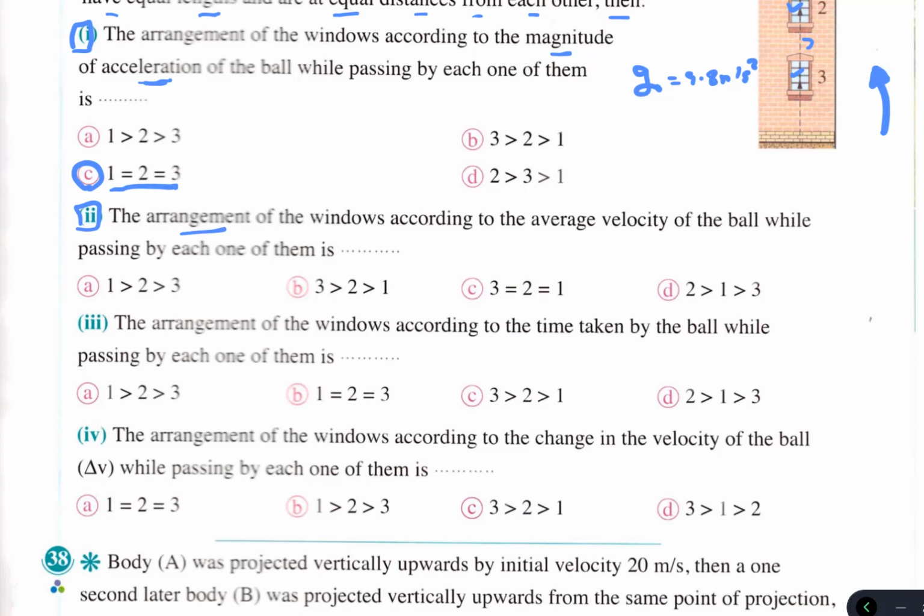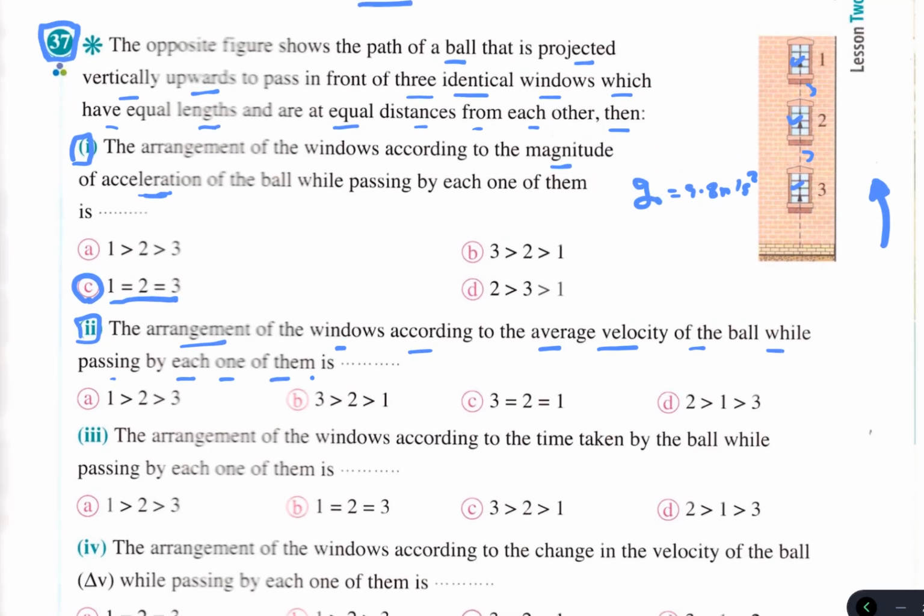The arrangement of the windows according to the average velocity of the ball while passing by each one of them is. As you know, when the ball goes up, its velocity decreases. So velocity in Windows 3 is larger than velocity in Windows 2, which is larger than velocity in Windows 1. As the ball goes up, the velocity decreases.